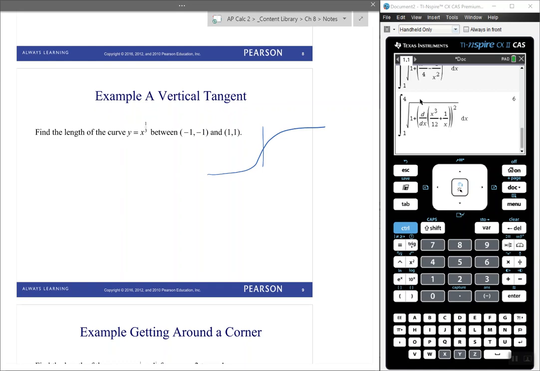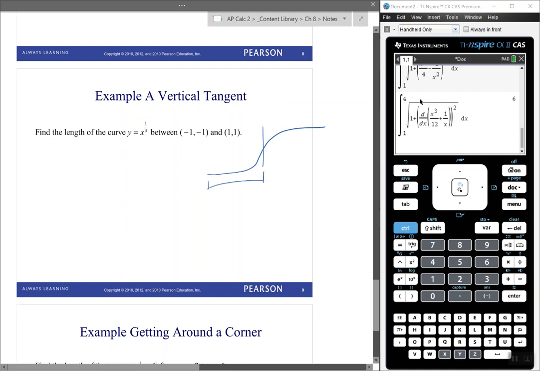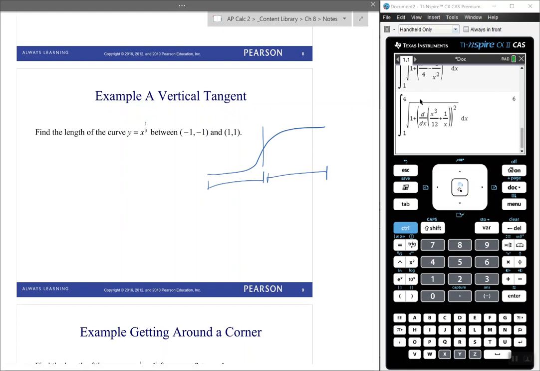So what we would need to do is either break the length of this into two separate pieces. So take the length from -1 to 0, and then add that to 0 to 1 length. It's symmetric, so they should be the same, so you can just double it. But for any function that has a vertical tangent, you could break it into two pieces like that. Or you could rearrange this equation to be a function of y.